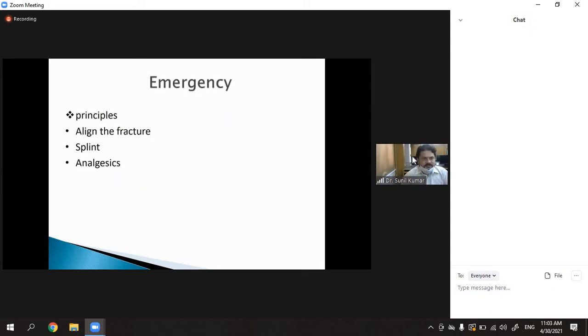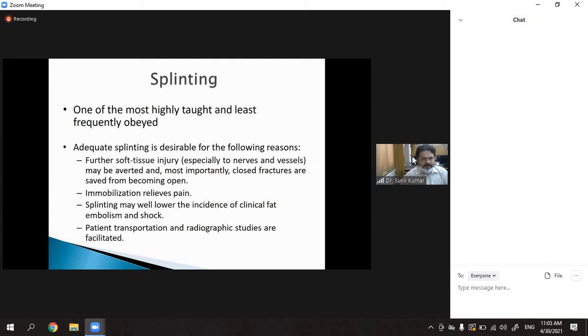In an emergency, we have to apply the following principles in the emergency management of the fracture after ATLS protocol: align the fracture, splintage, and analgesics. Analgesics to control the pain, alignment of the fracture, and we have to splint to decrease the patient's pain. Splinting is one of the most highly taught and least frequently practiced skills. We don't focus much on this, but we have to be focused on these splinting methods.